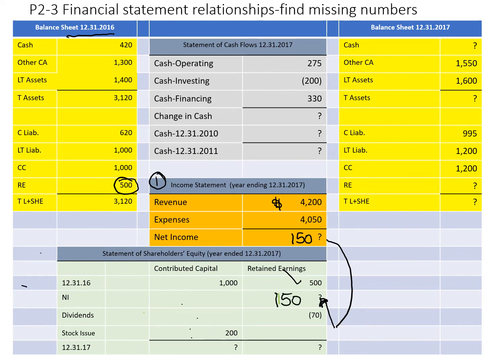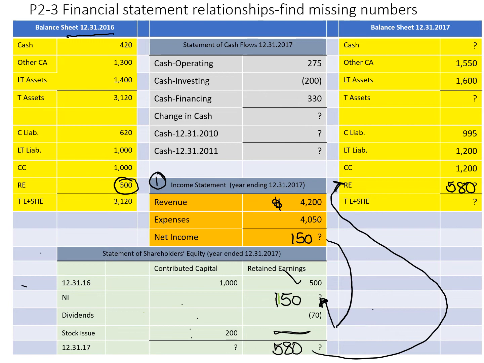We paid out of that $150, $70 in dividends, so the ending balance in retained earnings, if I do my math right, is $580. And the ending retained earnings then shows up in the ending balance sheet of $580. So that's why you have to do the income statement first, the statement of retained earnings second.